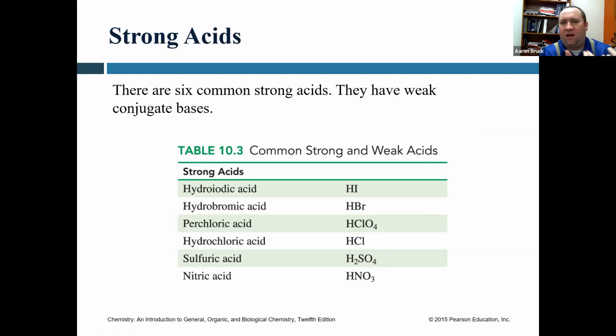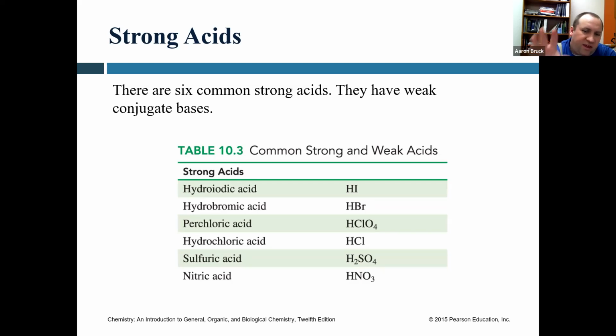So how do I identify a strong acid? How do I identify a strong base? Well, these are interesting questions, and unfortunately for us, there's really no way of knowing other than to just simply memorize them. There are 6 common strong acids. They are here on the slide in table 10-3. Hydrochloric, hydrobromic, hydroiodic, nitric, sulfuric, and perchloric acids. Those are the 6 that you need to know.